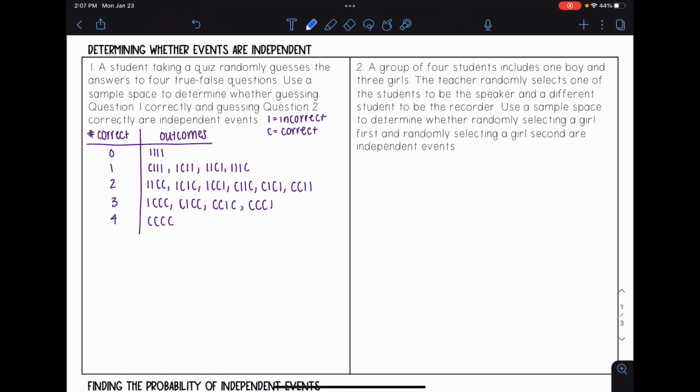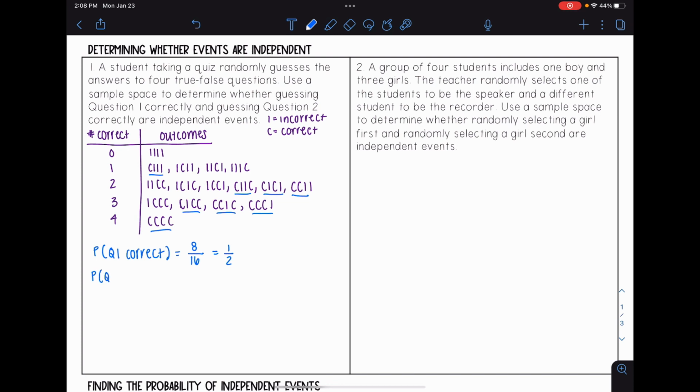So let's find all of these individual probabilities. So the probability of getting 1 correctly. So question 1 correct. I'm going to look for all the ones where question 1 is correct. So I see that one, the C is first, 2, 3, 4, 5, 6, 7, 8 of these outcomes where the first one is correct. And if I add up the number of outcomes in total, there are 16. So it means that there is 1/2 chance of getting question 1 correct.